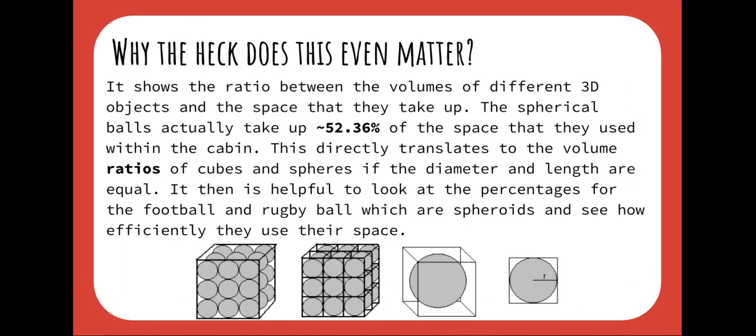So why does this matter? It shows the ratio between the volumes of the different 3D objects and the space that they take up around them when they're put into boxes or when they're stacked squarely, like you see in this image here at the bottom. The spherical balls take up around, the average was 52.36, with the one exception of the significant figure thing with the golf ball. But then when you move down to the spheroids with the football and the rugby ball, it's helpful to look at the percentages and see how efficiently they use their space, for something like a real life example.